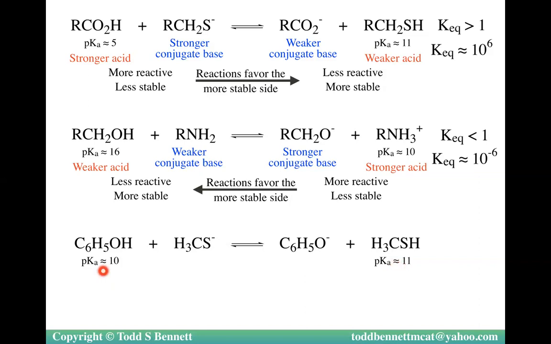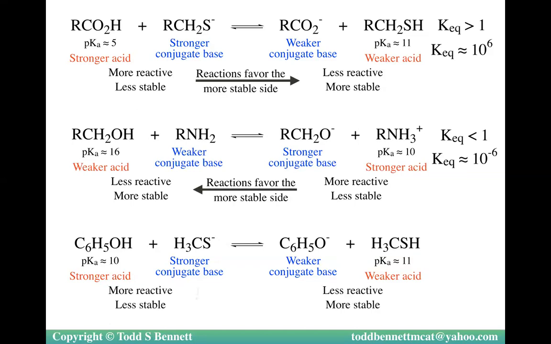So 11 and 10, product minus reactant. 11 minus 10 is 1. 10 to the 1 means this will have a K equilibrium of around 10. So it favors it by about a 75 to 25% ratio. So stronger acids have a weaker conjugate base, weaker acids, stronger conjugate base. Stronger are more reactive, less stable, weaker, less reactive, more stable. So we go through the same routine. Once we move to the weaker reagent, equilibrium greater than 1 based on this arrow. Specifically, it's around 10 to the 1.